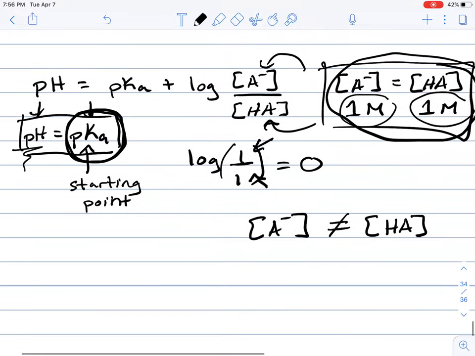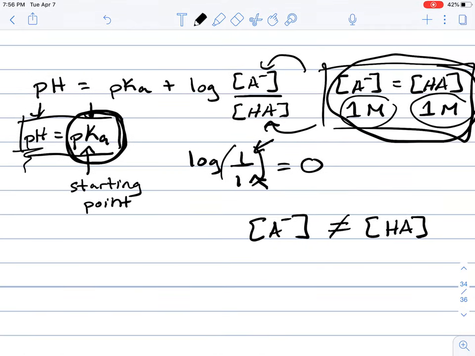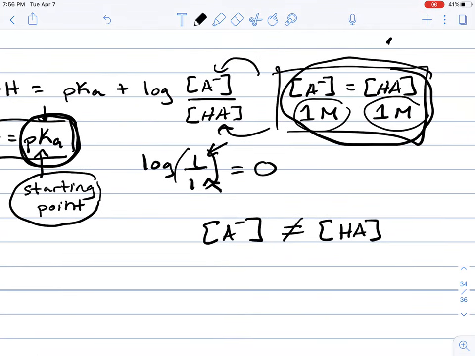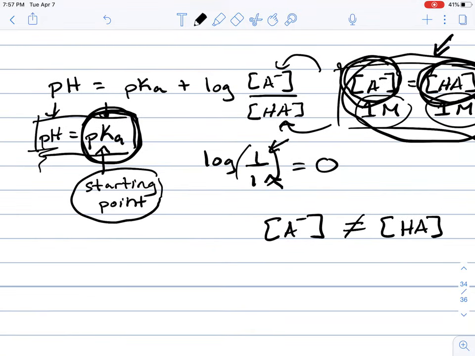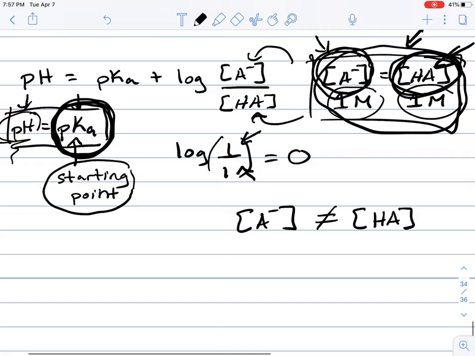And so hopefully this derivation explains why I'm using pKa as my starting point. pKa is, quote unquote, my pH starting point, because in this scenario, the only way for pH to equal pKa is if I have equal concentrations of conjugate base and the weak acid. And once I start varying the concentrations of my conjugate base and my weak acid, it's going to change the pH from what it is when the concentrations are equal. So hopefully that makes sense.